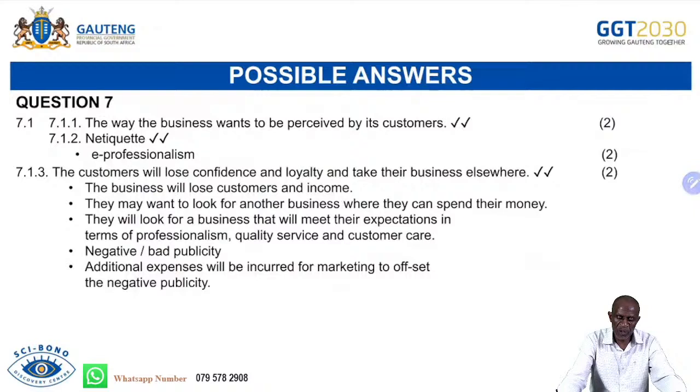The customers will lose confidence and loyalty and take their business elsewhere. The business will lose customers and income. They may want to look for another business where they can spend their money. They will look for a business that will meet their expectations in terms of professionalism, quality service, and customer care. Negative and bad publicity will be the order of the day. Additional expenses will be incurred for marketing to offset the negative publicity.